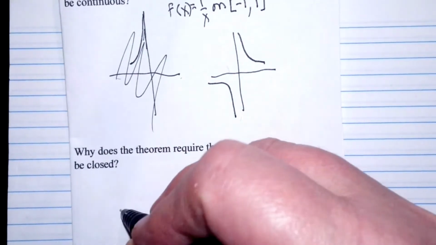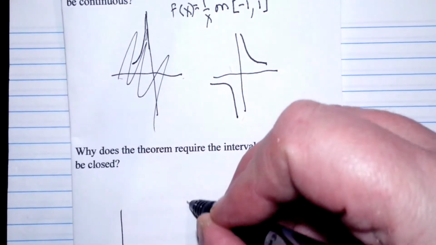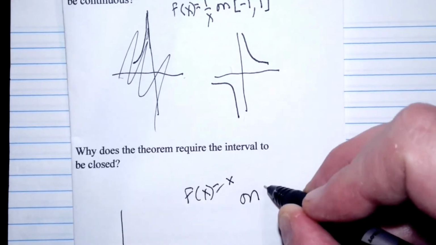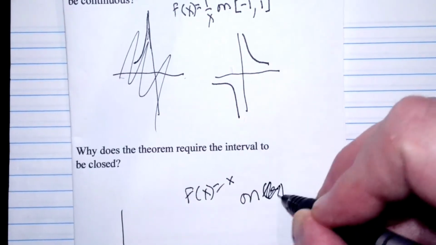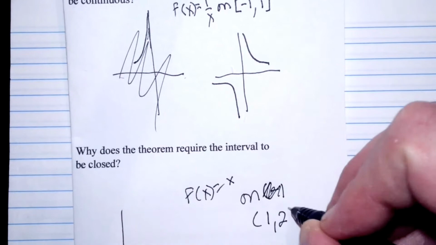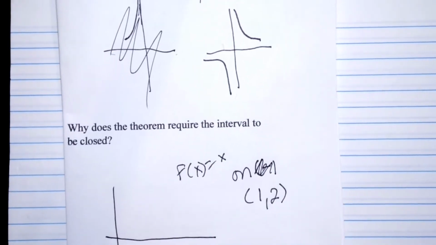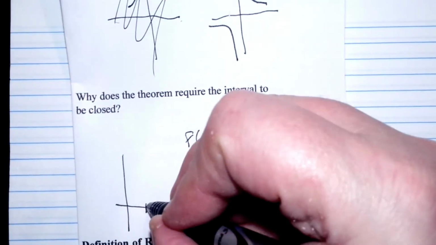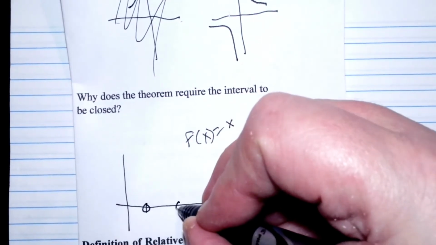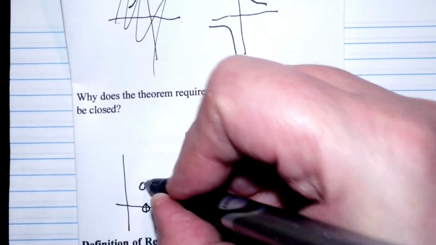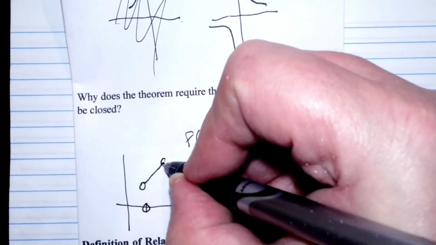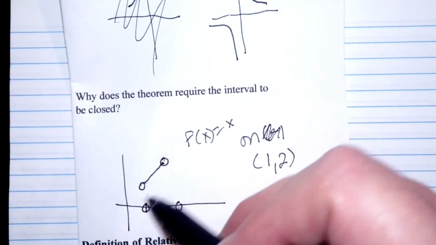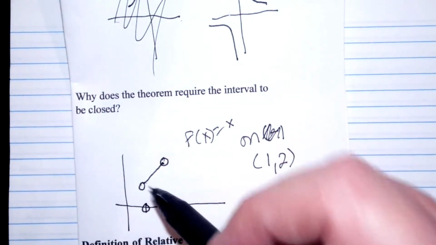Well, okay, let's take a look at a very simple function. Let's just look at f of x equals x on the, not a closed interval, but an open interval. f of x equals x on the open interval from 1 to 2. So you know what that means. It means we're not including the endpoints. So the graph would look something kind of like that. There is no maximum value because that point isn't there, and there is no minimum value because that point isn't there.